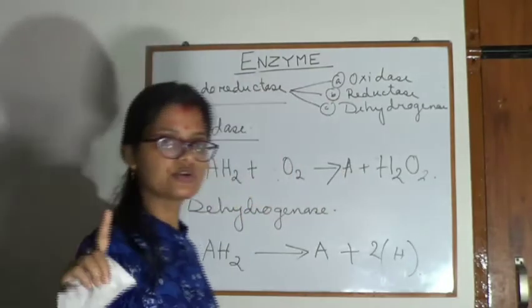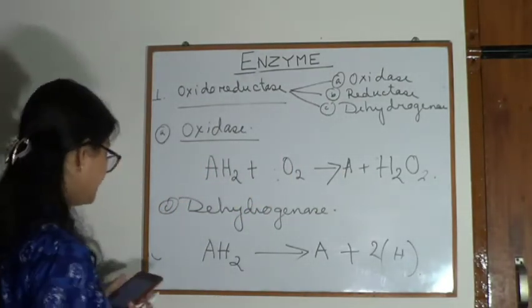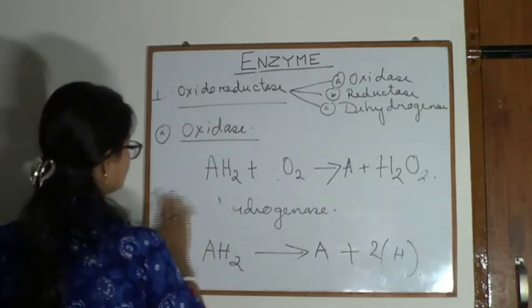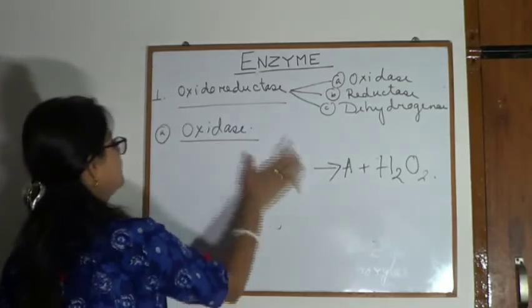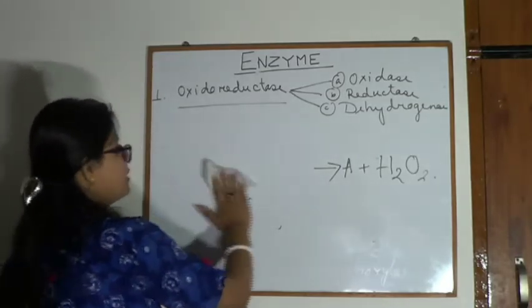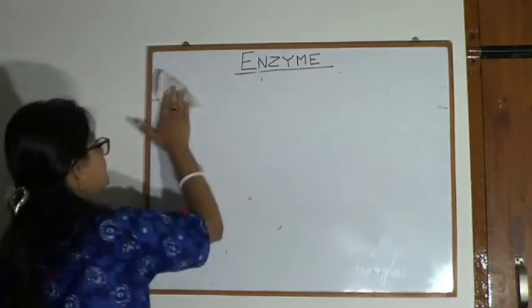First group complete, oxido reductase completed. After that, the second one is transferase. So let's go to the next type, that is transferase.